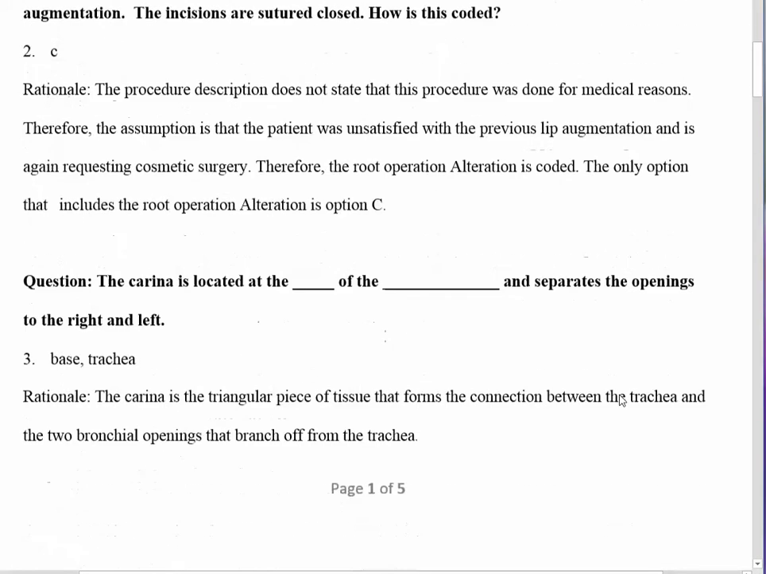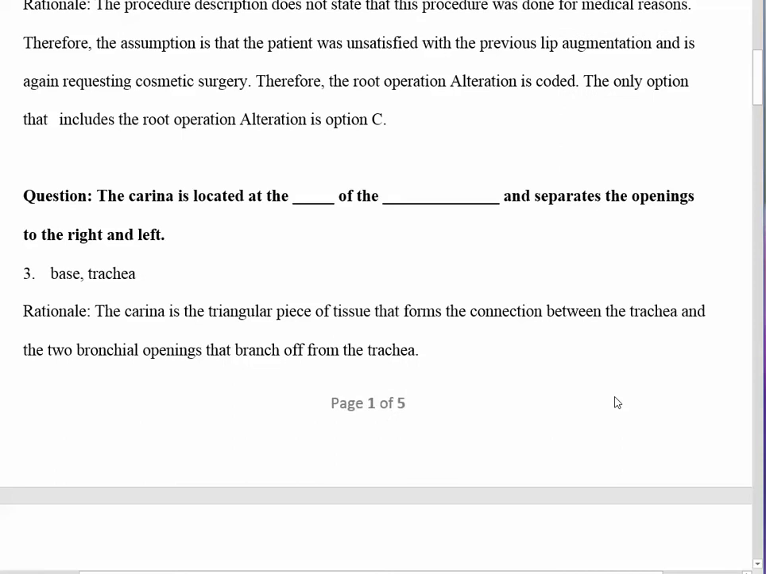Number 3 is a fill in the blank. It says the cornea is located at the blank of the blank and separates the openings to the right and left. Based on our clinical knowledge, either because we know it or we reviewed it in chapter 10 on page 199, for example, we know the answer is the cornea is located at the base of the trachea and separates the openings to the right and to the left.